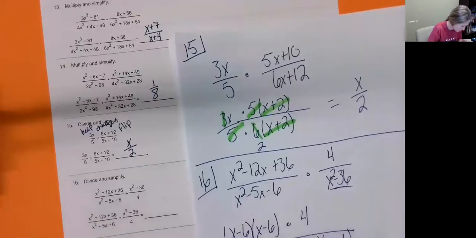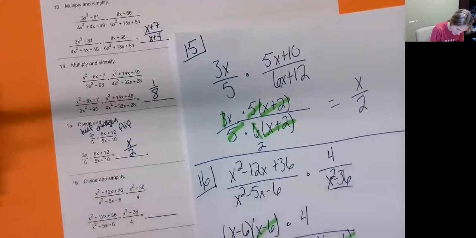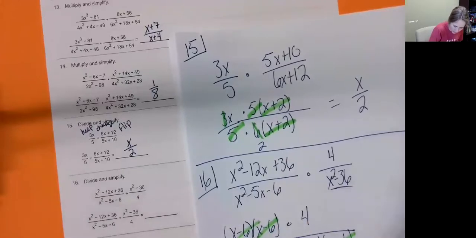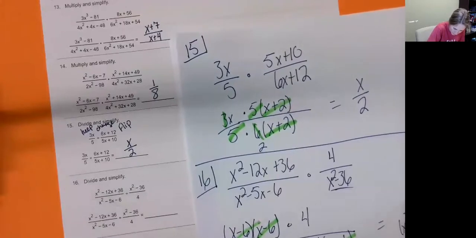So x minus 6, they will cancel, x minus 6 here. So we're left with 4 over x plus 1 times x plus 6.